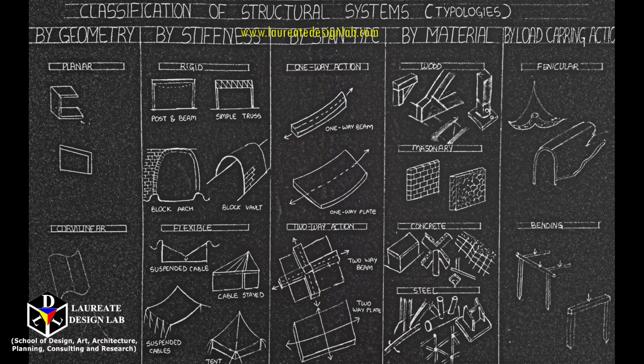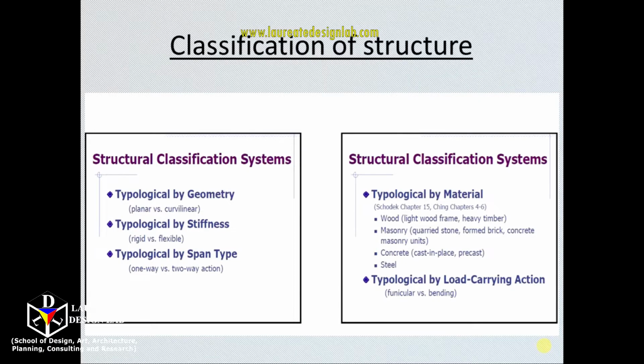For the simplification of the study of structure, we can classify all the structure into 5 categories. Typology by geometry. It can be planar and curvilinear. Typology by stiffness. It can be rigid and flexible. Typology by span type. It can be one-way and two-way. Means it can have one-way action and it can have two-way action.